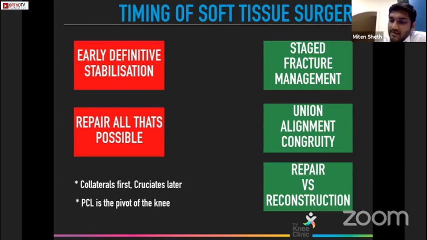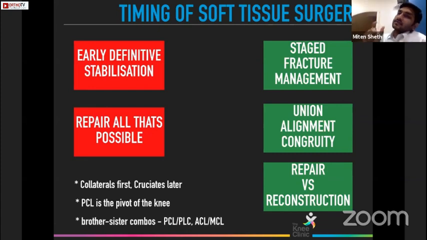So if you're thinking of just doing collateral work, maybe the collaterals will stretch out because the pivot of the knee is missing. So if there's a PCL injury, we are always trying to think of treating that first. And then we are thinking of combinations. So the PCL and the posterolateral capsular structures go together. Grade 3 ACL and MCLs are always treated together, and so on and so forth.